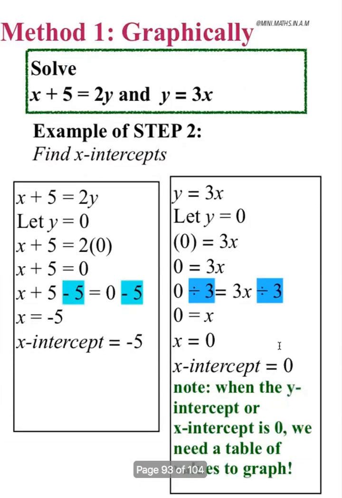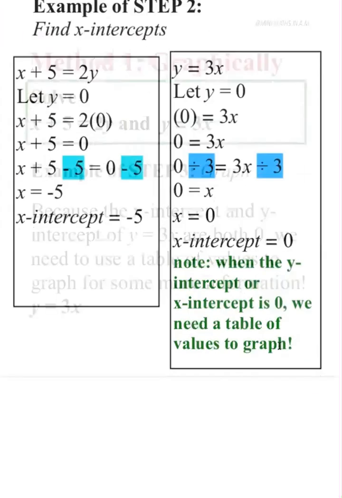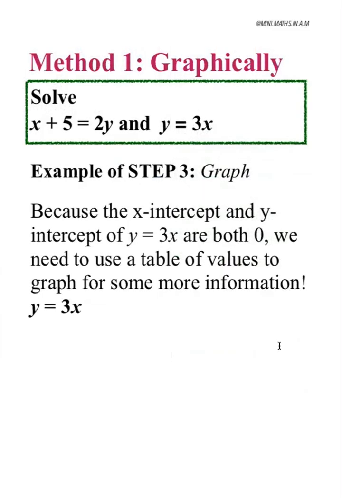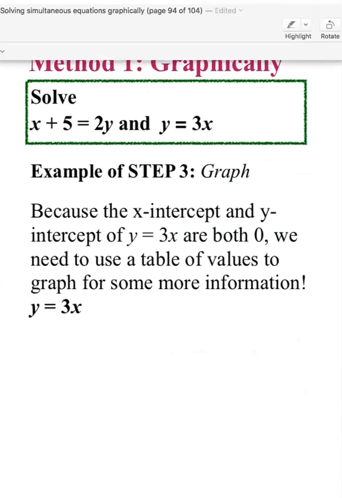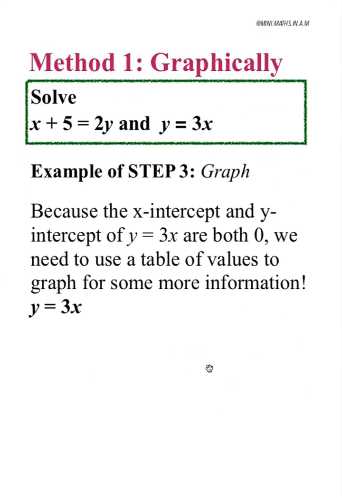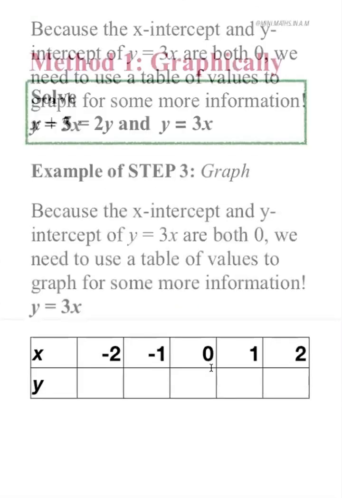Now again, we have that note that when either our y or x-intercept is 0, we're going to need a table of values just to draw a straight line graph. Okay, and this is that table of values just here. And again, this note, and the reason for this is because we only have one coordinate. And with one coordinate, we have a lot of different lines that we could draw.